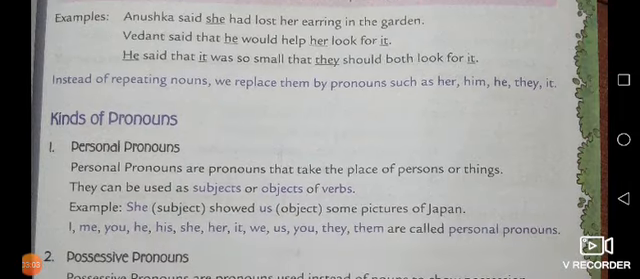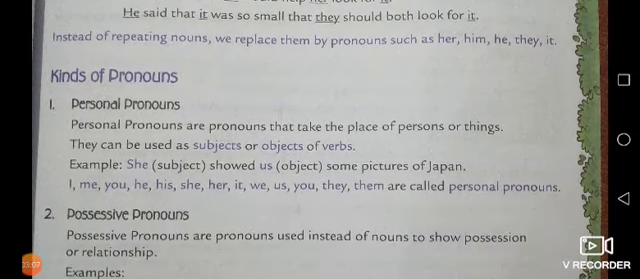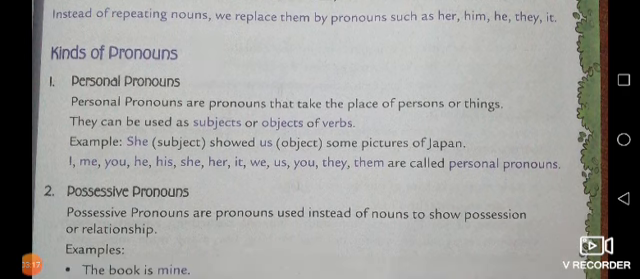There are so many kinds of pronouns. Let's see them one by one. First is the personal pronoun. Personal pronouns are pronouns that take the place of persons or places. They can be used as subject or object of verbs, like she showed us some pictures of Japan. I, me, you, he, his, she, and so on are the personal pronouns.